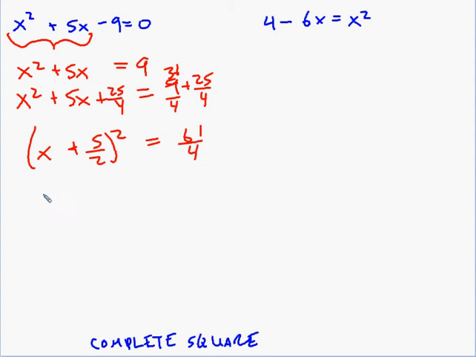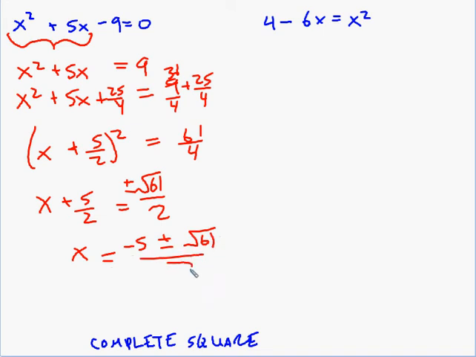And then we take the square root. So x plus 5 halves will be plus or minus, because I have 2 of them. And then we subtract the 5 halves. So x equals negative 5 plus or minus root 61, all of that over 2. I could combine them because they had the same denominator.